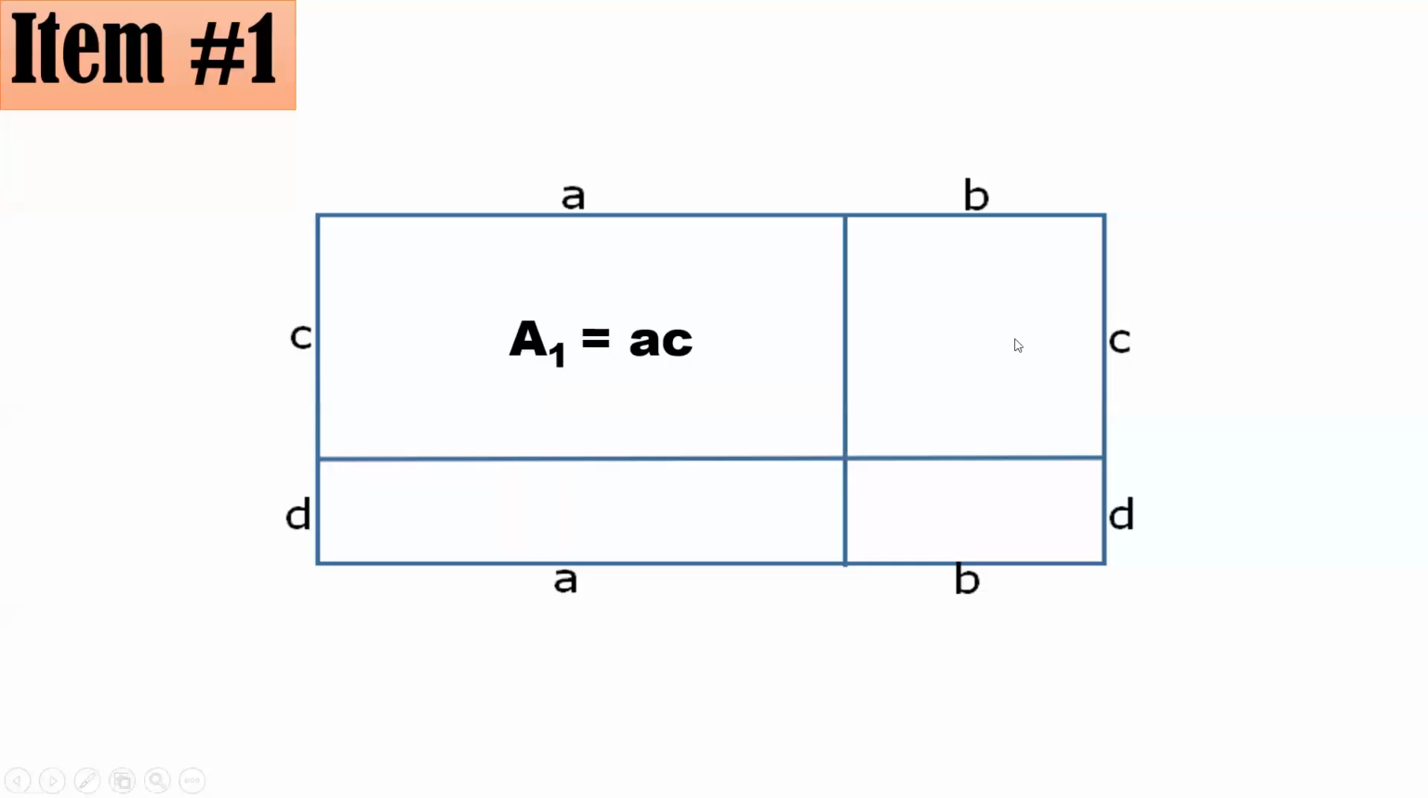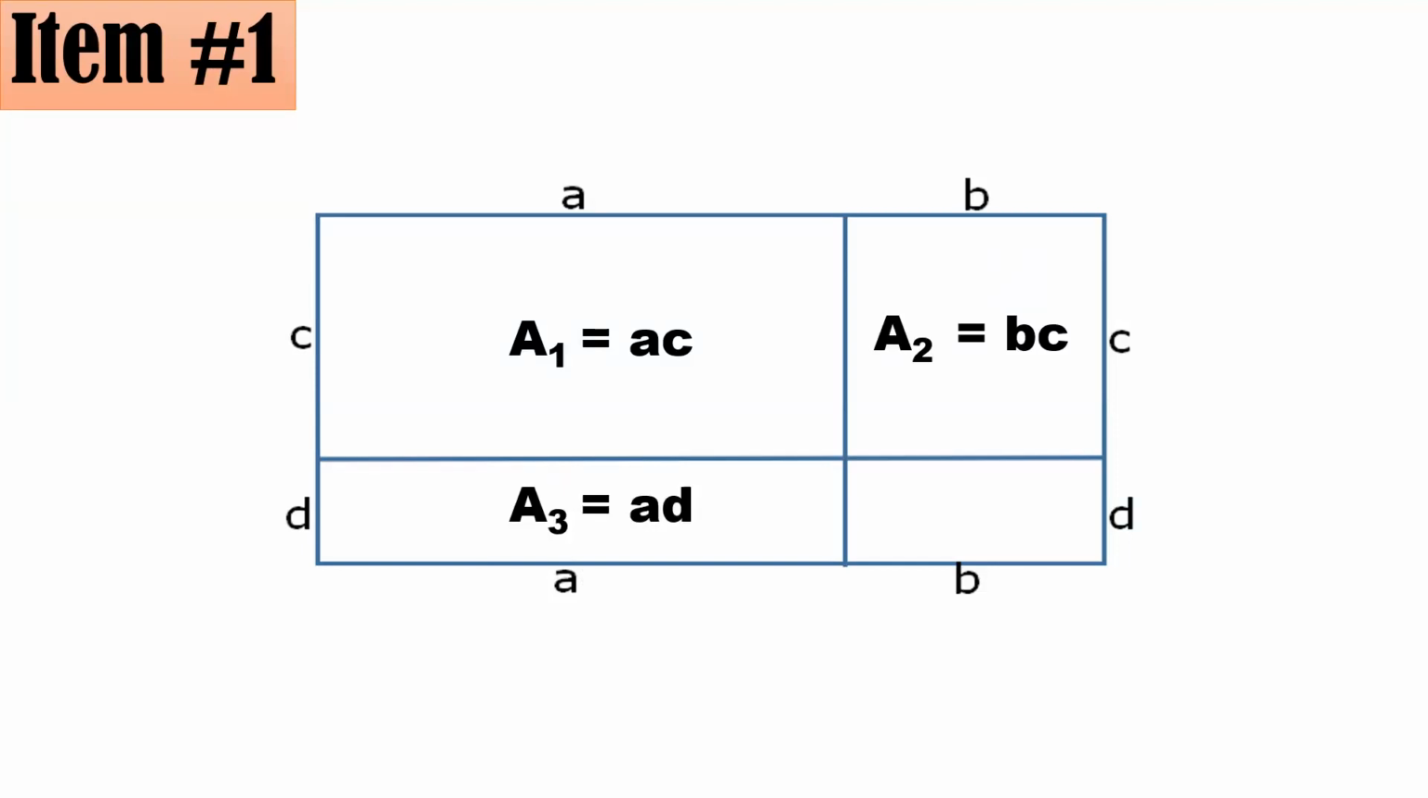Now, how about ito po? Ano pong area ng rectangle na to? Okay, BC, tama. I agree po, because this is B times C. How about ito po, yung ikatlo? Tama, I agree. The area of that is A times D, which is AD or DA. Anyway, multiplication is commutative.